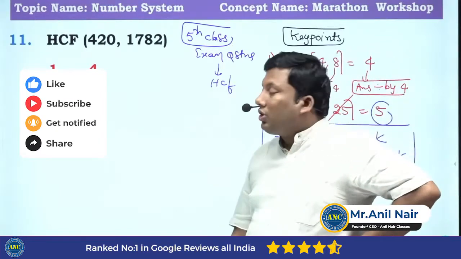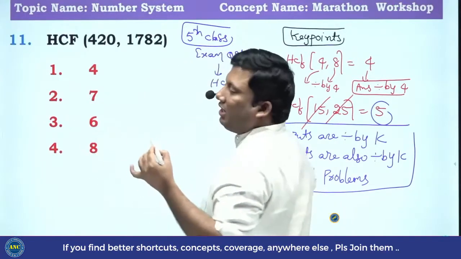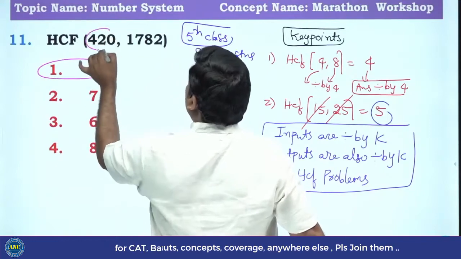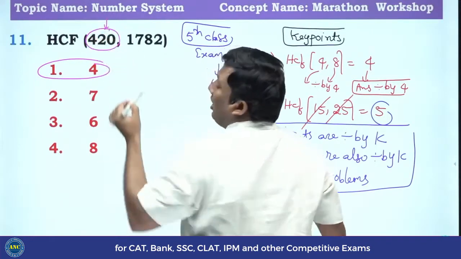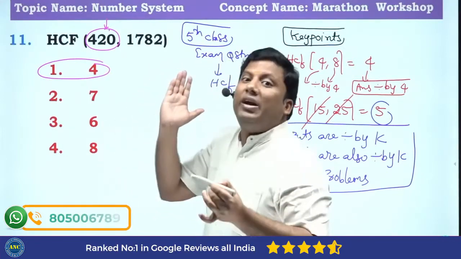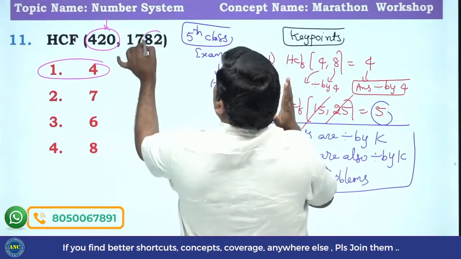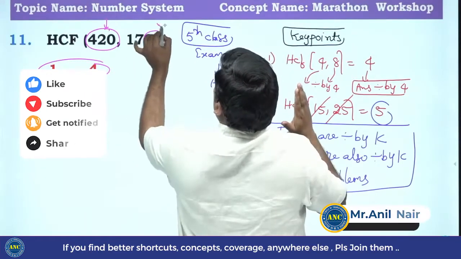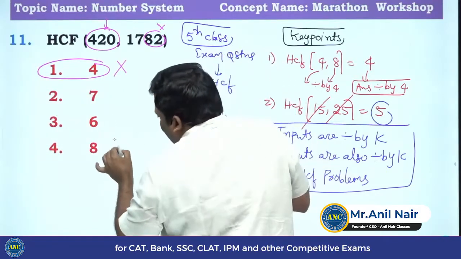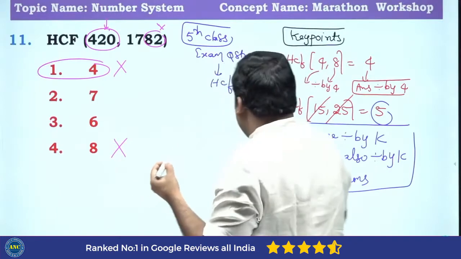HCF of 420, 1782. If the first option is true, if one input number is divisible by 4, 420 is divisible by 4, then all the numbers should be divisible by 4, and only then will the answer be divisible by 4. 82 is not divisible by 4. So 4 cannot be the answer. If 4 cannot be the answer, how come 8 will be the answer?